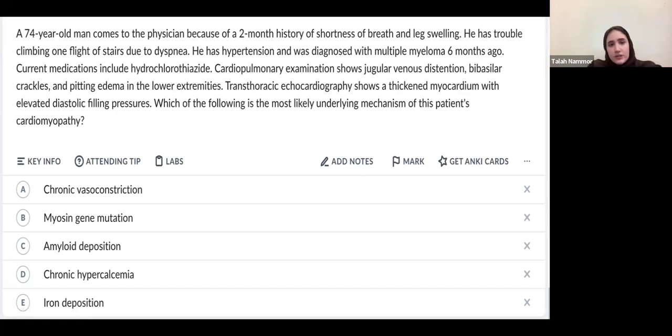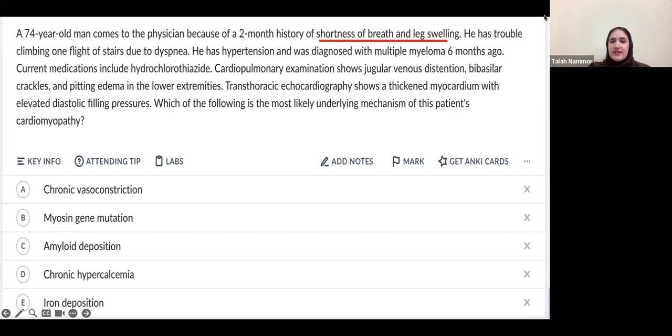A 70-year-old man comes to the physician because of a 2-month history of shortness of breath and leg swelling. He has trouble climbing one flight of stairs due to dyspnea. He has hypertension and was diagnosed with multiple myeloma 6 months ago. So what does he have? He has multiple myeloma. Current medication includes hydrochlorothiazide.